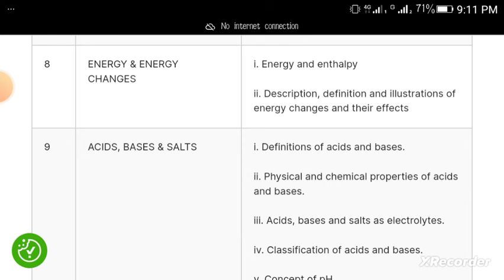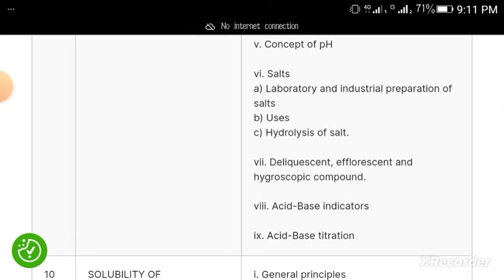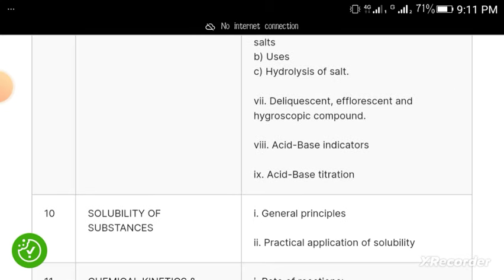Then study acid, base, and salt. Of course, under acid, base, and salt, you study electrolysis, electrolytes, and all the rest. Classification of acid and base. Concept of pH. pH value, both acidic, pH reading from number 1 to 14. 7 is the middle, and all the rest. Just study it up. Study salt. Hydrolysis of salt. Deliquescent, efflorescent and hygroscopic compound. Acid-base indicators. Acid-base titration.